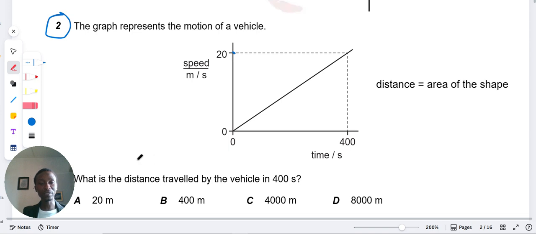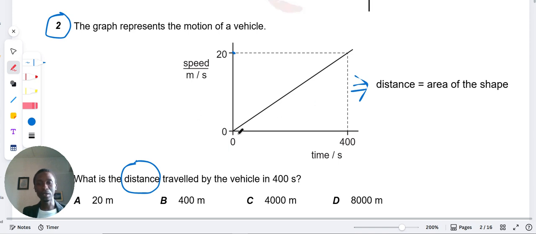Let's first identify the problem. The problem is what is distance. We want to get distance. Distance on what? On a velocity or speed time graph. And whenever we are getting distance on a velocity time graph, the formula we use is distance equals area of the shape. So what kind of shape do we have?